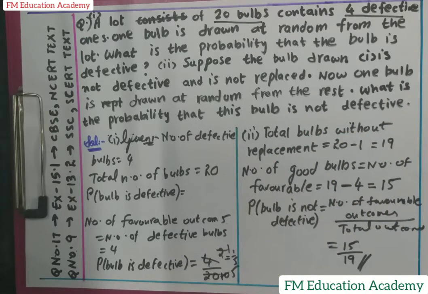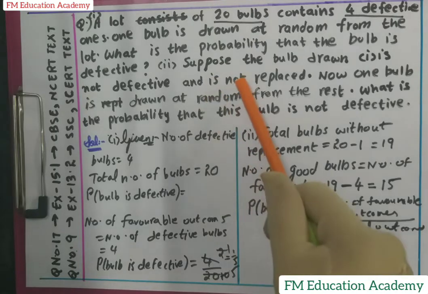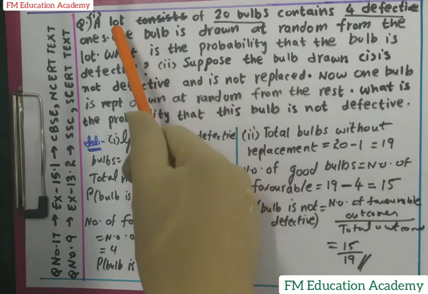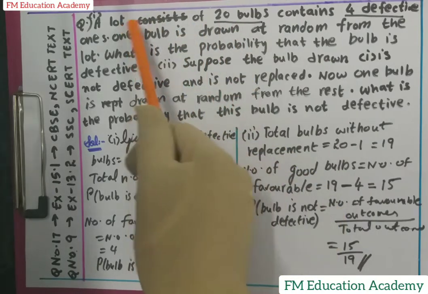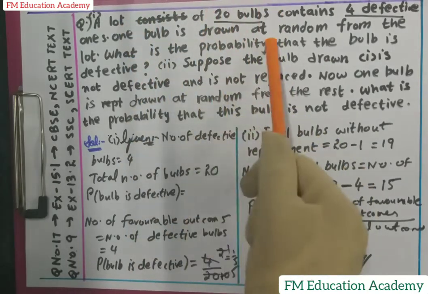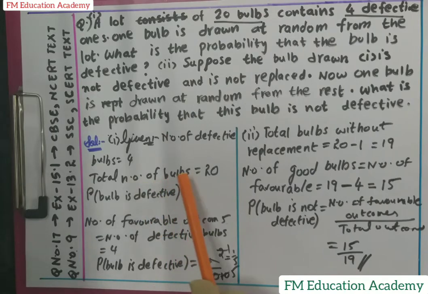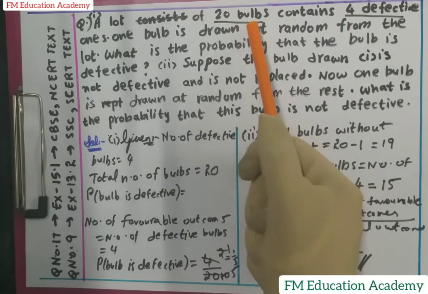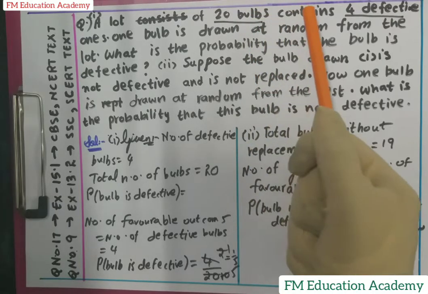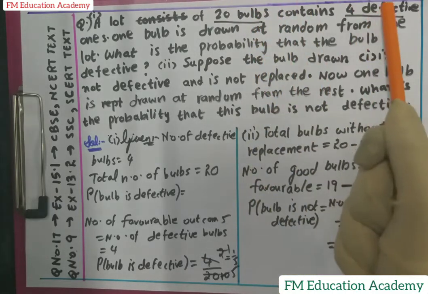So here, observe the question carefully. Don't worry that it is a lengthy question. It is very easy. Here it is telling a lot of 20 bulbs. A lot of 20 bulbs means there is a collection of 20 bulbs. So we will first write: total number of bulbs is 20. And it is also telling me that out of 20 bulbs, there are 4 defective bulbs.